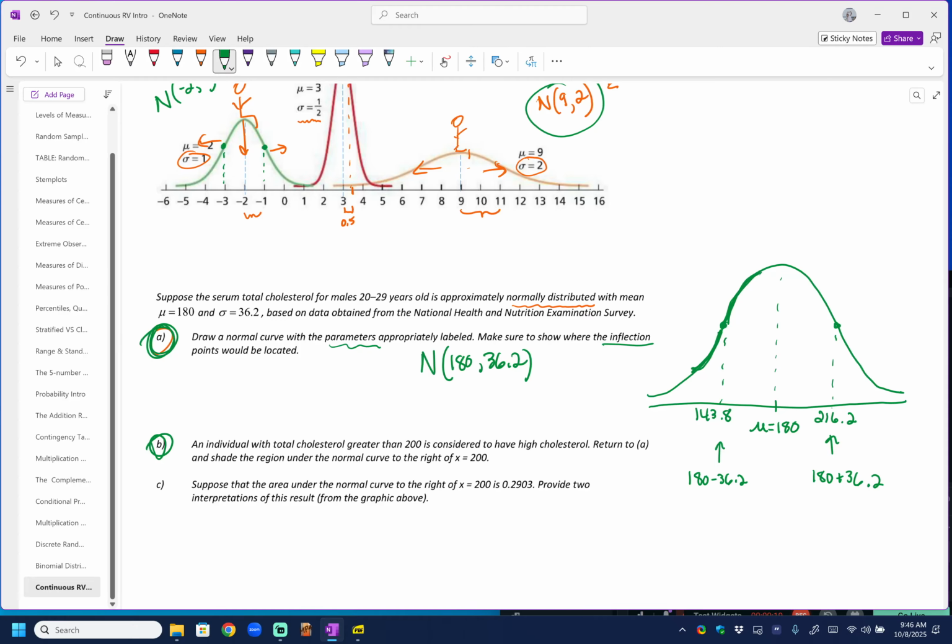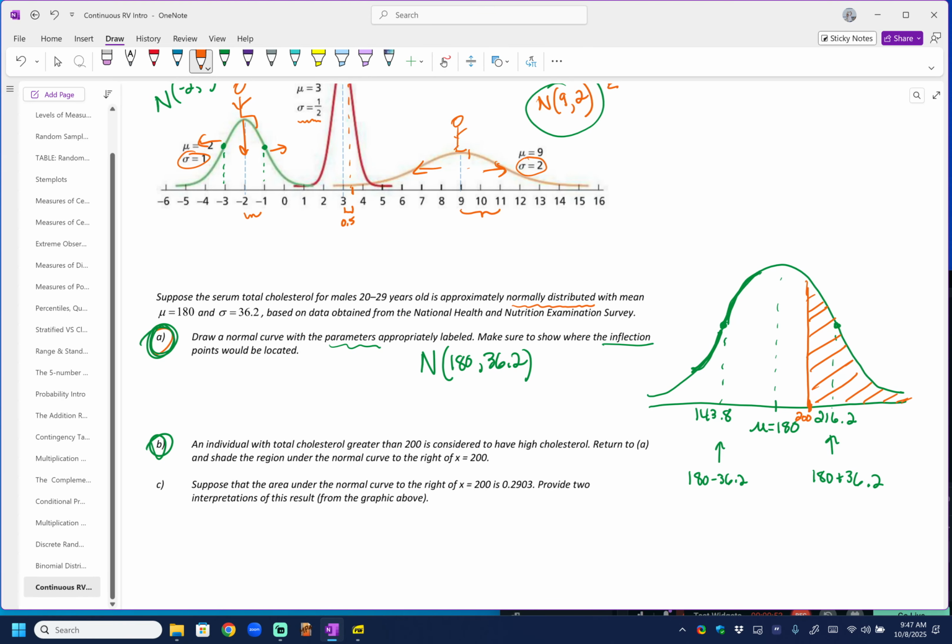Return to A and shade the region under the curve to the right of X equals 200. All right. So what we're going to do is go to our curve. We're going to find where 200 is approximately. Well, it looks like 200 is probably going to be right there. It's asking us to shade the region to the right of it. So what would that look like? That would look like this. Shading. I usually just use dash lines of some kind, and that will suffice.